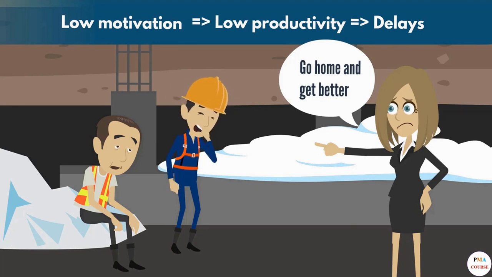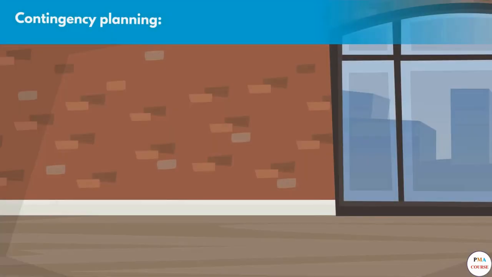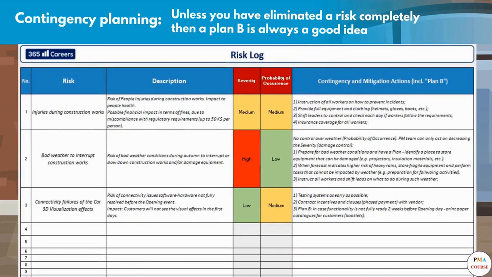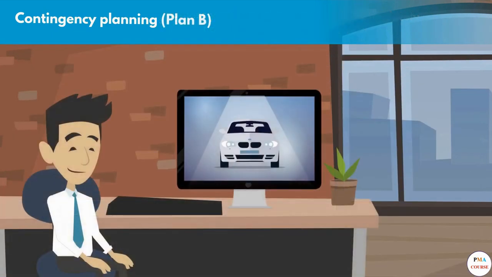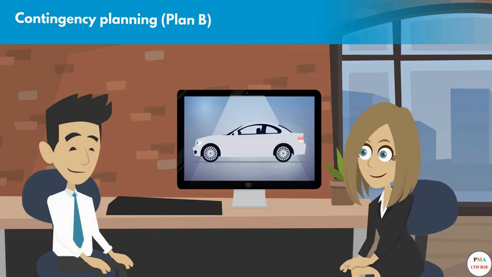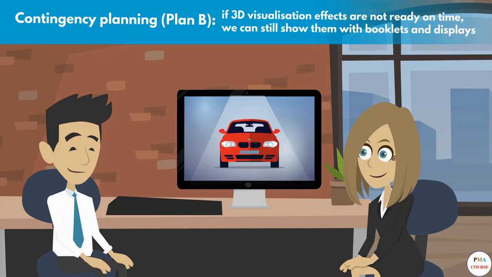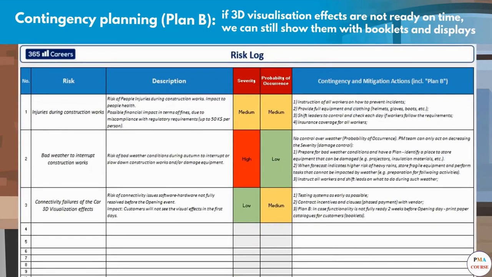Great. So now let's talk about contingency planning. Unless you have eliminated a risk completely, then a plan B is always a good idea. Document what you and the team need to do to limit the damage from an event and record it in the risk log. For example, take the 3D visualization effects example from our log. The technology is designed to project what the cars will look like in different colors and variations. If it's not ready when the showroom opens, we can still show them the old-fashioned way with booklets and displays. It's not ideal, but it is a better outcome than having no backup plan whatsoever.